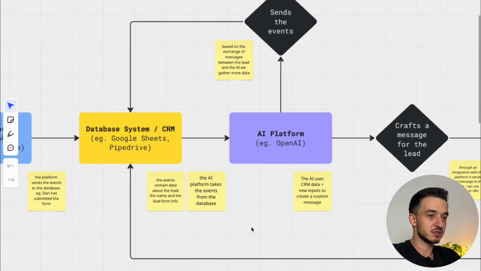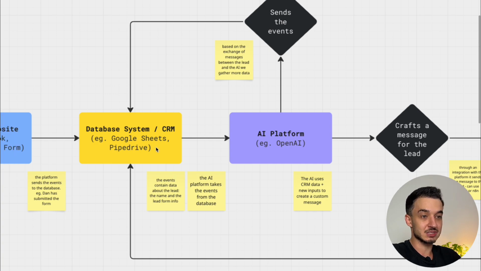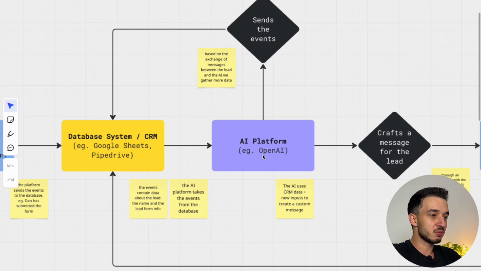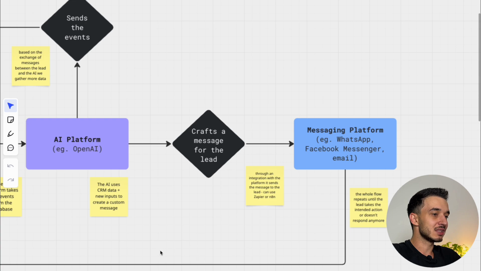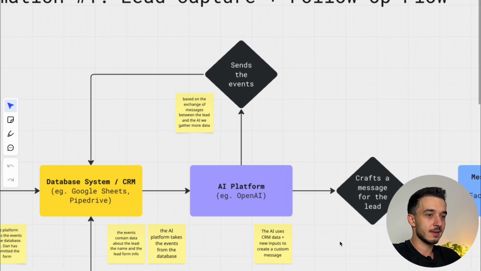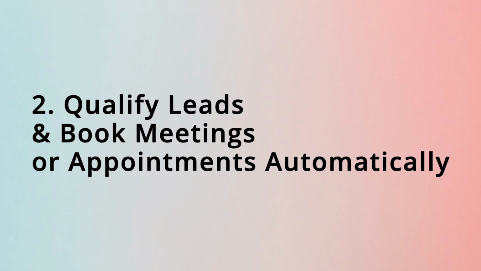What does this mean? It means that your CRM has new data about the lead, it has a new message. Then the AI platform takes the new message and, with the other data it has, crafts a new message for the lead. And the process continues until the lead takes the intended action. And meanwhile, the AI platform also sends the events to the database. Based on the exchange of messages, you'll have more context.